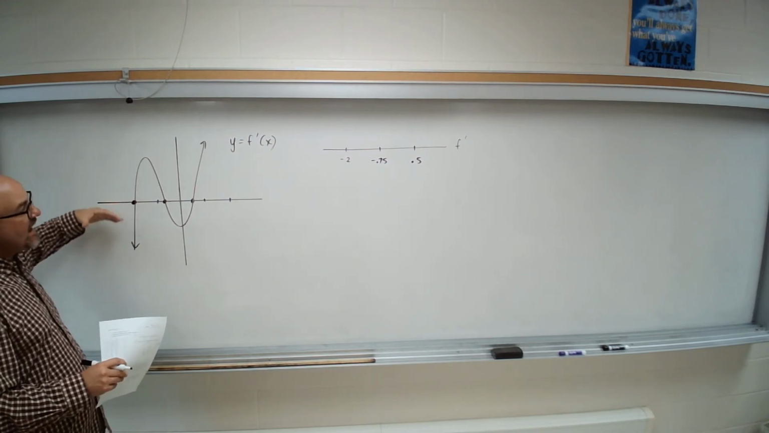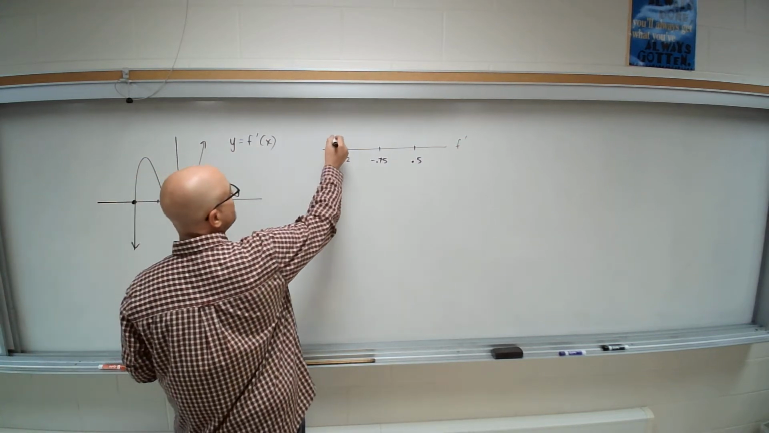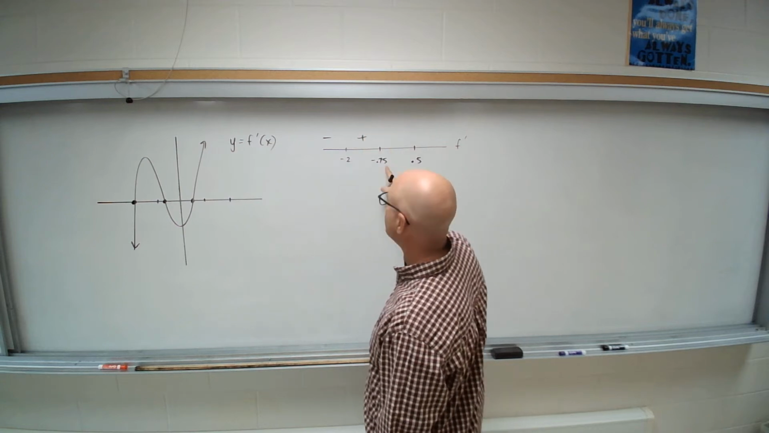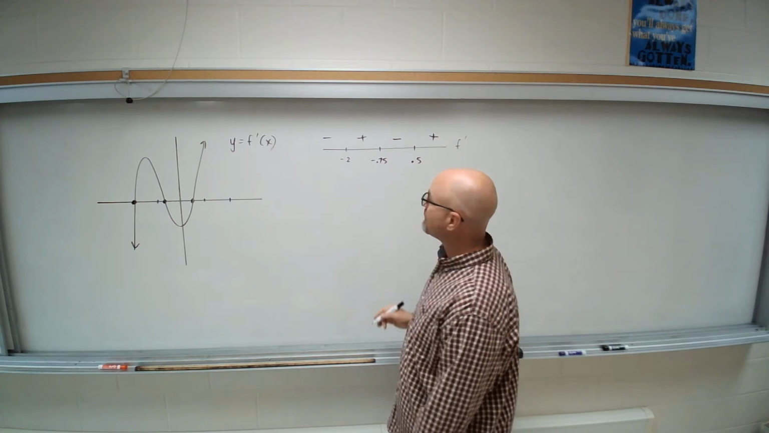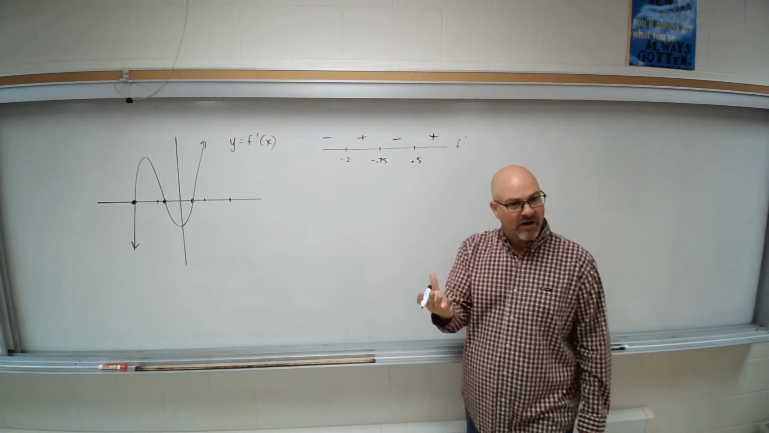This function is negative to the left of -2. It's positive here, so we'll put negative. It's positive between -2 and -0.75. It is negative here, and it's positive here. Okay, so just to be careful, it's a different process there.